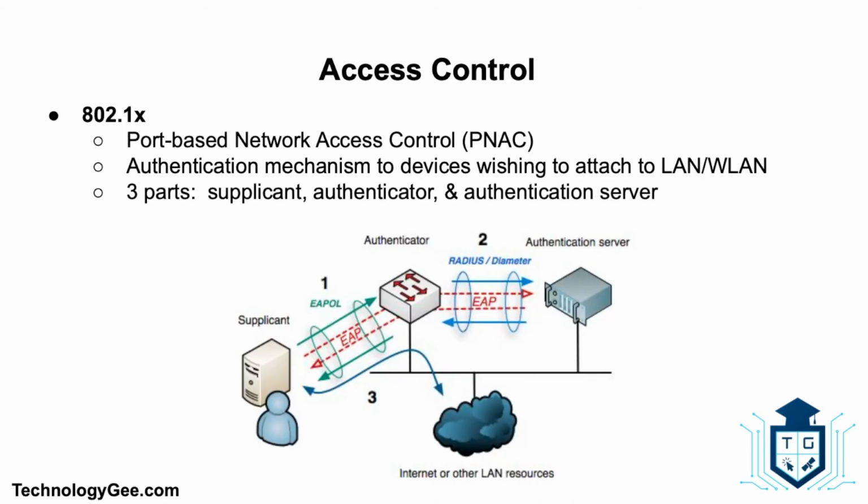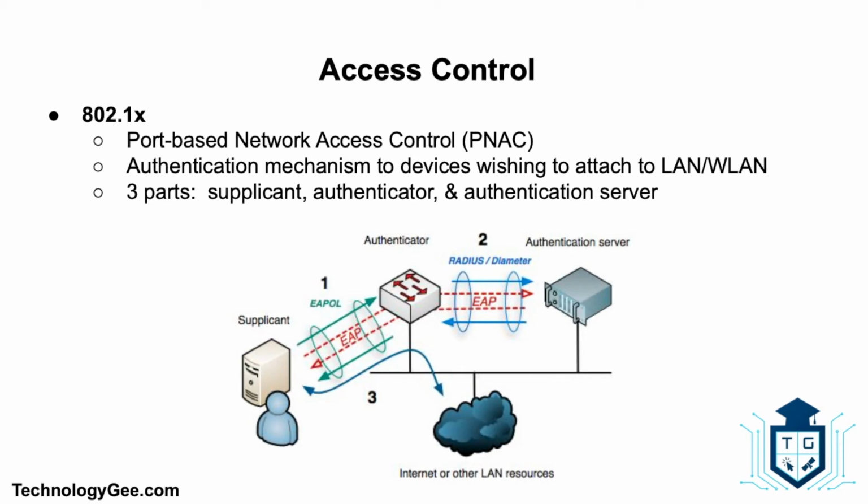Let's talk about some access controls, and the first one is 802.1x. So IEEE 802.1x is a port-based network access control. It provides authentication mechanisms to devices wishing to attach to a LAN or a wireless LAN. 802.1x authentication involves three parties. You have a supplicant, an authenticator, and an authentication server.